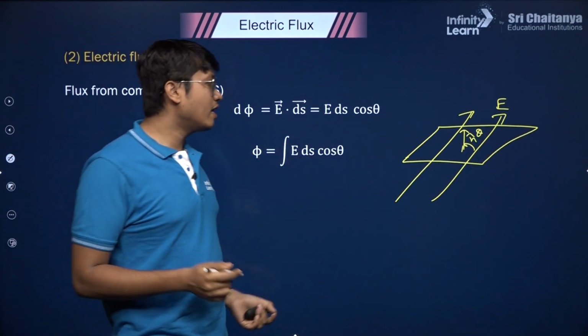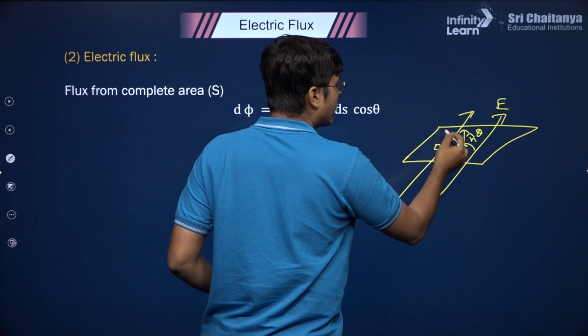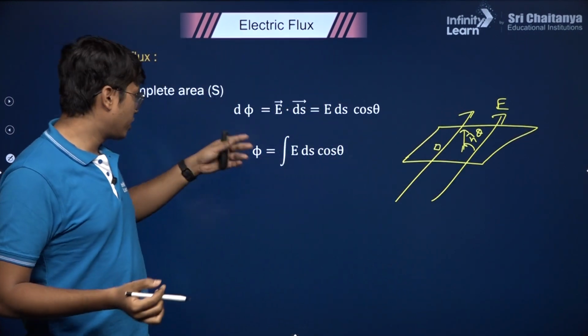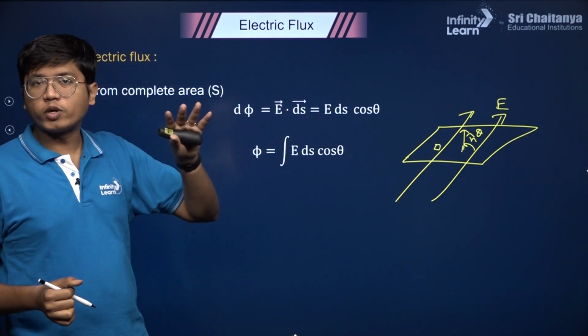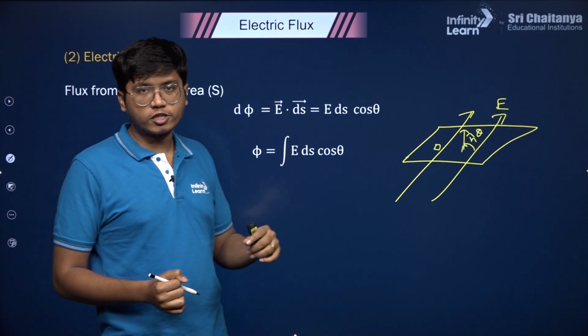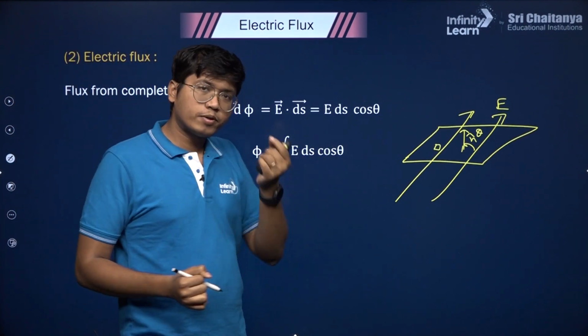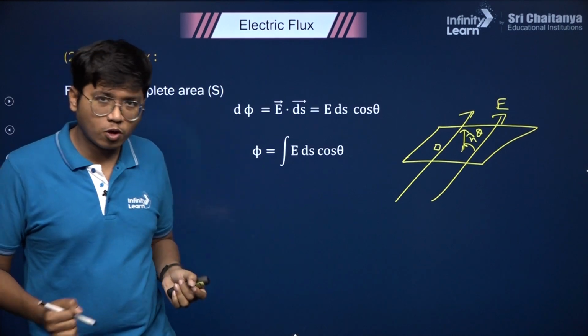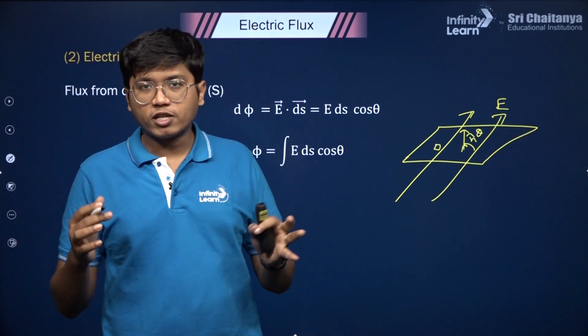Now ds is again a very small element. You find E dot ds over each piece, and if you want the flux linked over the entire region, you do the integration of that. You essentially add up all the fluxes through each of these small pieces of area. So this is the first method.